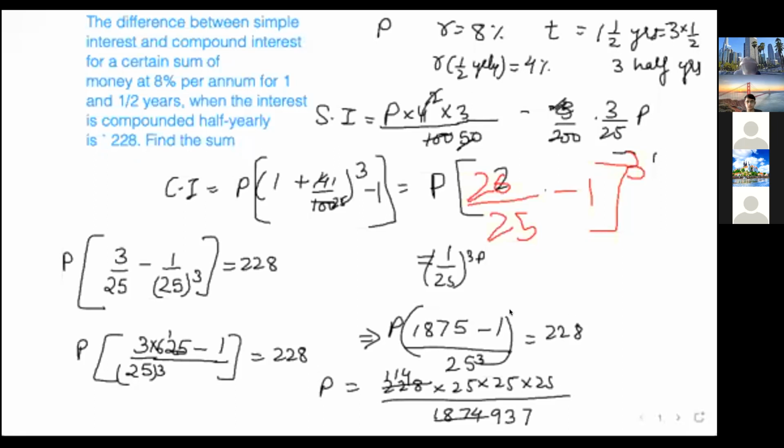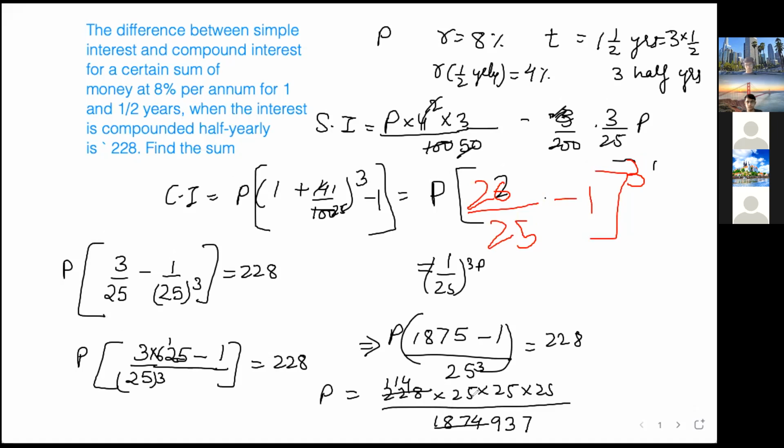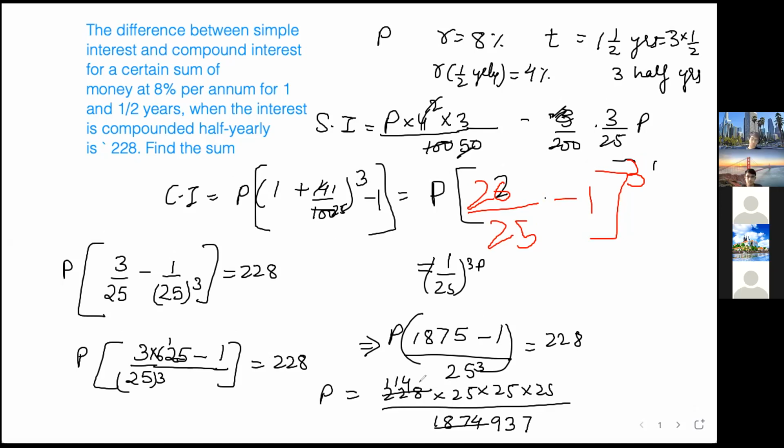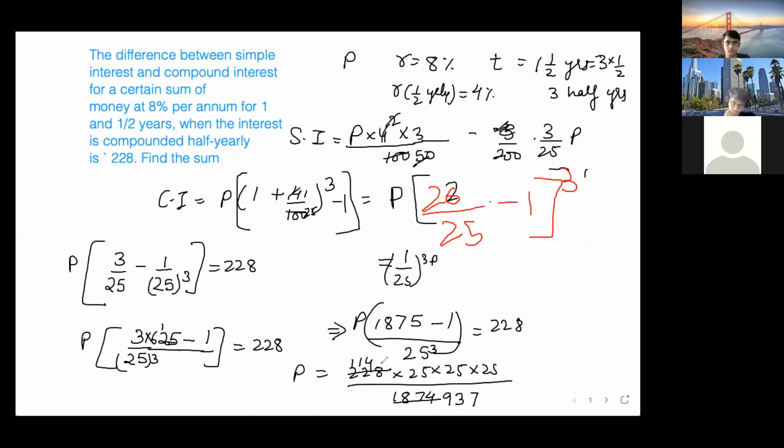I think this will cancel something. Something will cancel with this 937. What does 5 give? 937 into 5 is how much? Because there is nothing left in the denominator, that means something will cancel out. Let us see. Okay, I'll do it in the notebook. Pen not working, so. What is 937 into 5?